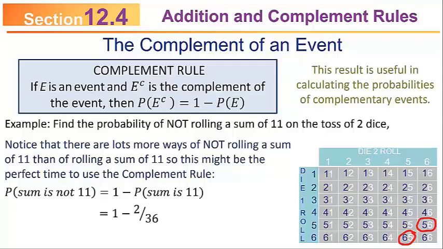So the probability of not getting a sum of 11 is 1 minus 2 out of 36, which would be 34 out of 36. Complement rule is a very powerful tool in your toolbox. If you want to reduce that to 17/18, you're free to.